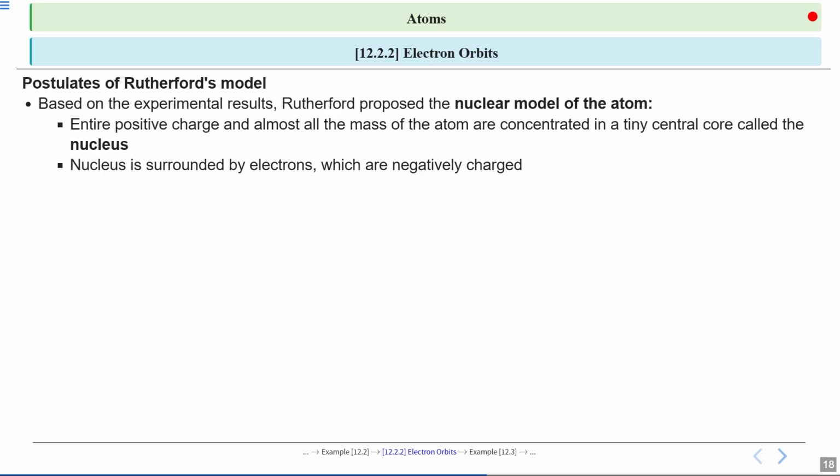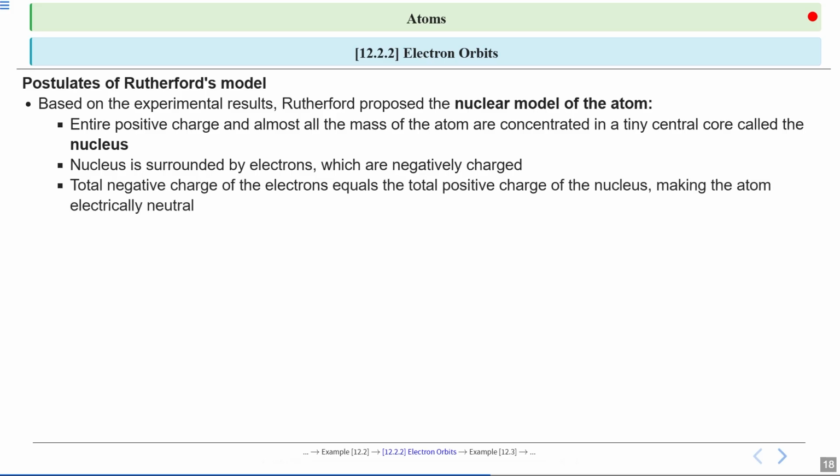Next, Rutherford said that the nucleus is surrounded by electrons, which carry a negative charge. These electrons are much lighter than the nucleus and move around it. This arrangement helps explain why atoms are mostly empty space. Rutherford also explained that the total negative charge from all the electrons exactly balances the total positive charge of the nucleus. This balance makes the atom electrically neutral overall. So for example, a helium atom has 2 protons in the nucleus and 2 electrons orbiting around, making the total charge 0.